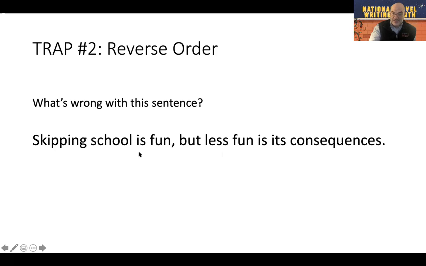Our verb is "is," right? What's doing the "ising" in this clause? Well, it's skipping school. So this is an action that we're treating like it's a noun. This is what we call a noun phrase, or a gerund in this case. So skipping school, we're treating it as a noun, and that abstract concept of skipping school is the thing that's fun. So we're going to learn in a minute that abstract concepts are singular, so "is" is the right verb. However, then we go to our second clause here, "but less fun is its consequences."